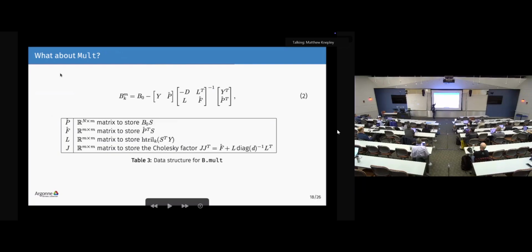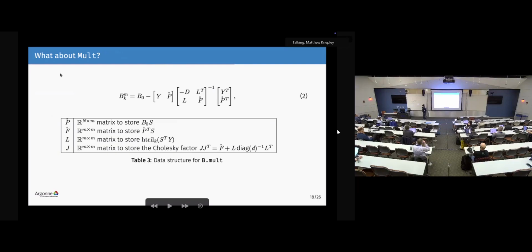Okay, but you have to store B0 times S, and then you have to store that multiplied against S, and then you have to store this times the lower triangular, not upper triangular, but S transpose Y. And you have to do a Cholesky factor of this guy. So that is the one downside about the dense BFGS algorithm, is that you have to do Cholesky.